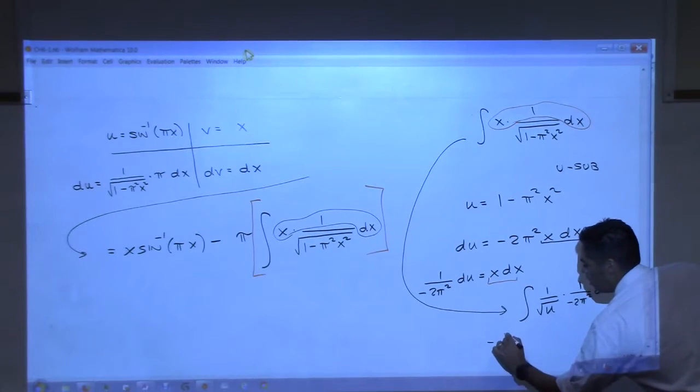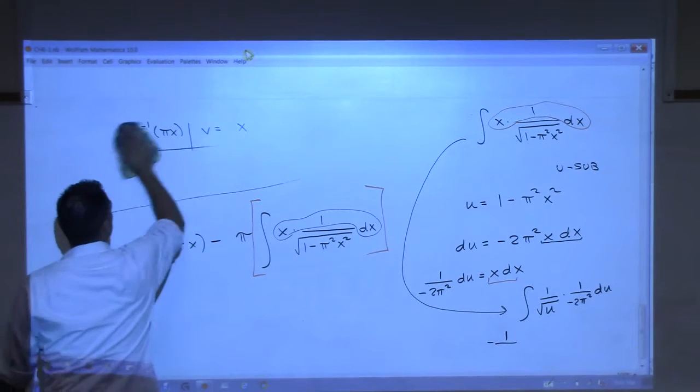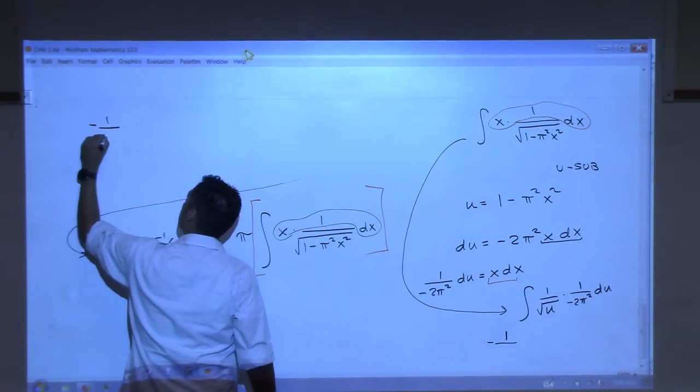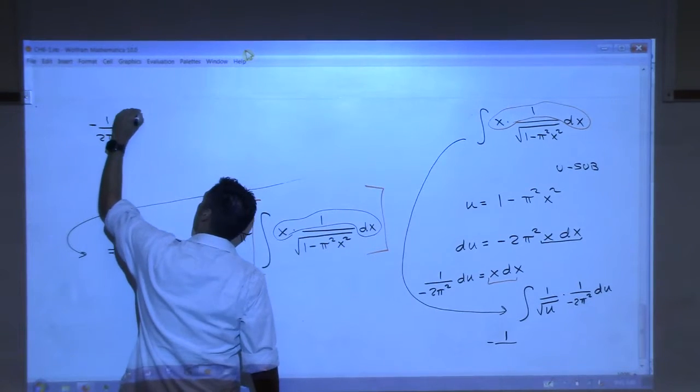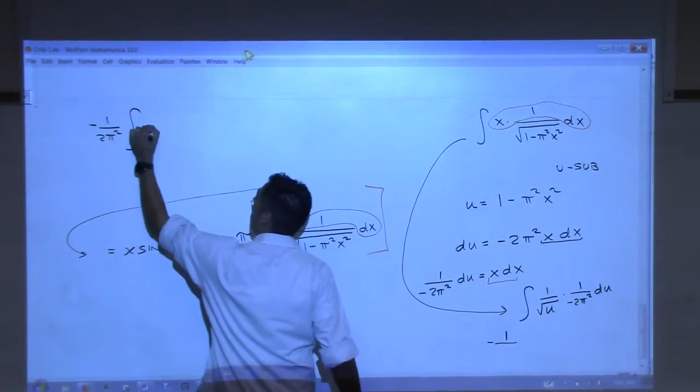So negative 1 over, you know what, I think I'm going to do this up here so y'all can see it. So now I'm at negative 1 over 2 pi squared. Integral of 1 over root u is the same as u to the negative 1/2 du.